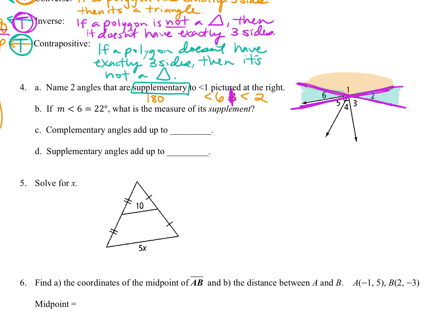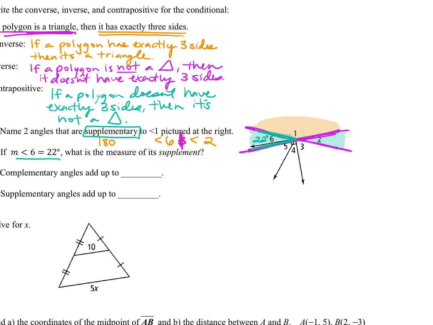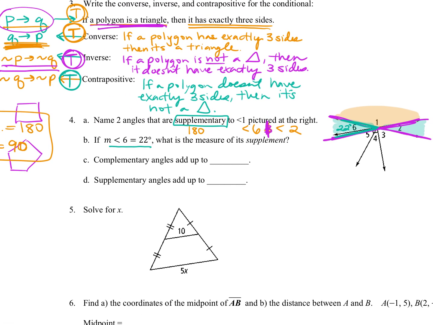Okay, letter B says if the measure of angle 6 is 22, okay, if this is a 22-degree angle, then what is the measure of its supplement? Its supplement would be angle 1 here. 158. How'd you find that? I subtracted 22 from 180. Right. If they're supplementary, they have to add up to 180. So 180 minus 22 means the supplement is 158 degrees.